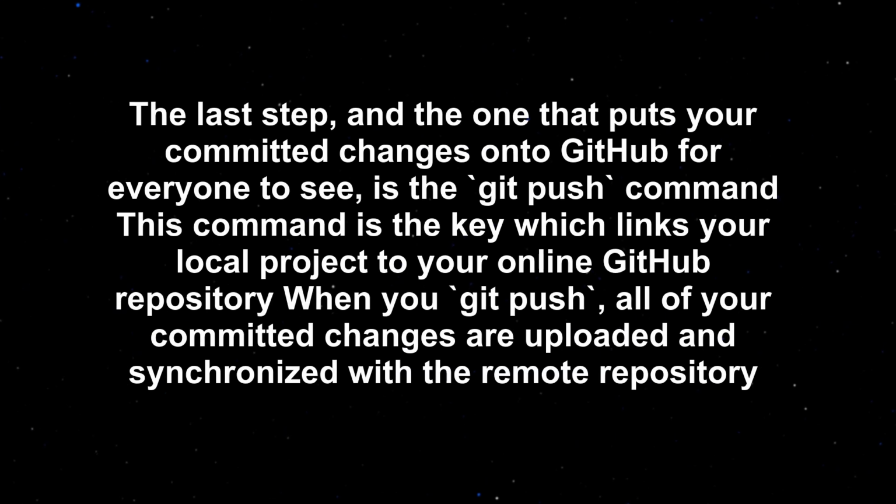The last step, and the one that puts your committed changes onto GitHub for everyone to see, is the git push command. This command is the key which links your local project to your online GitHub repository. When you git push, all of your committed changes are uploaded and synchronized with the remote repository.